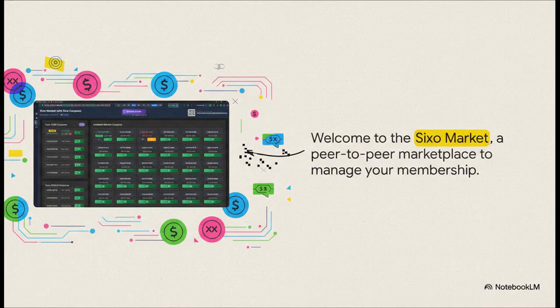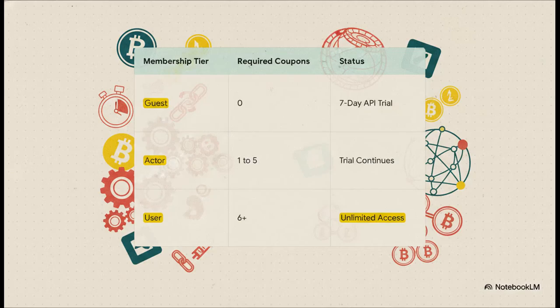And this is the heart of that economy, the Sixo market. It's a peer-to-peer marketplace built right inside the app where users can buy, sell, and trade these coupons directly with each other. This is literally how you manage your access to the platform. Here's how it breaks down.